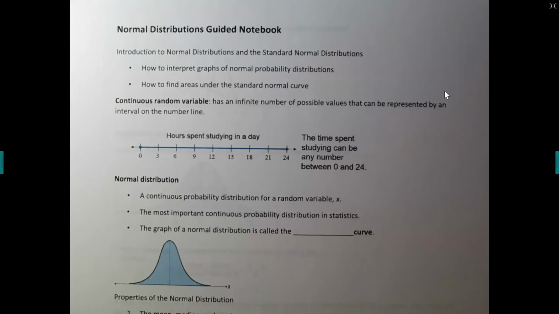Could be 1.1 hours, 1.2, 1.3, 1.4, 1.5, 1.6, 2.7, 2.8. There are infinitely many ways that you can represent just the amount of time that you spend studying a day. Whereas if I tell you how many students I have in my class, that cannot be infinite. It's either 0 or 1 or 2 or 3 or 4, all the way up to the maximum number of students. So the number of students is discrete, whereas the time you spend studying is continuous.